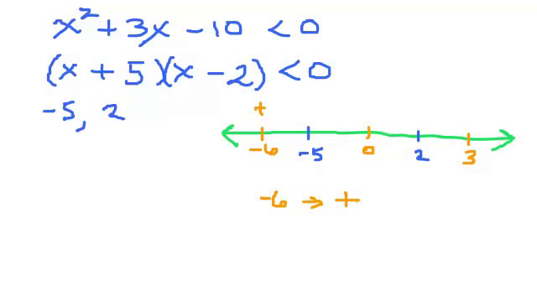Right, and then what we'll do is plug 0 in, so 0 plus 5 is 5, 0 minus 2 is negative 2, and a positive times a negative is negative. Right, we'll put a negative sign there, and then we'll plug in 3. So 3 plus 5 is a positive number, 3 minus 2 is a positive, and a positive times a positive is positive. Alright, put the positive sign here.